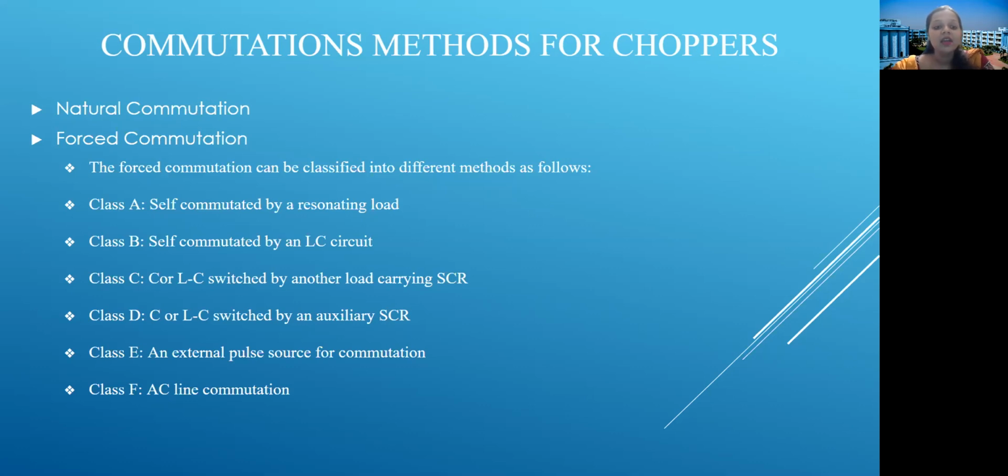Class C, an LC switched by another load carrying SCR. Class D, an LC or C switched by an auxiliary SCR. Class E, an external pulse source for commutation, and class F is AC line commutation. So these are the commutation methods for chopper.